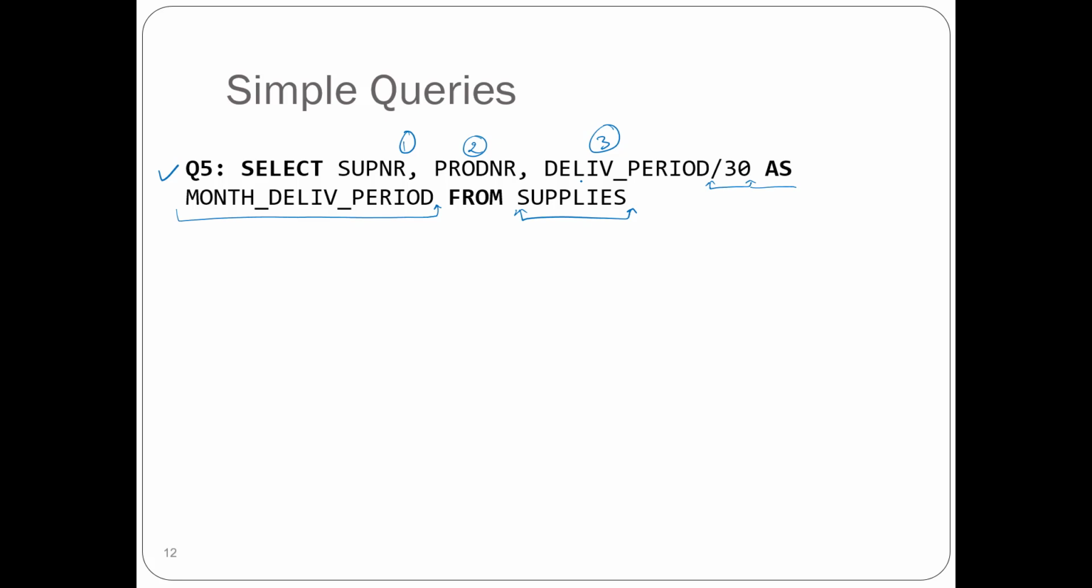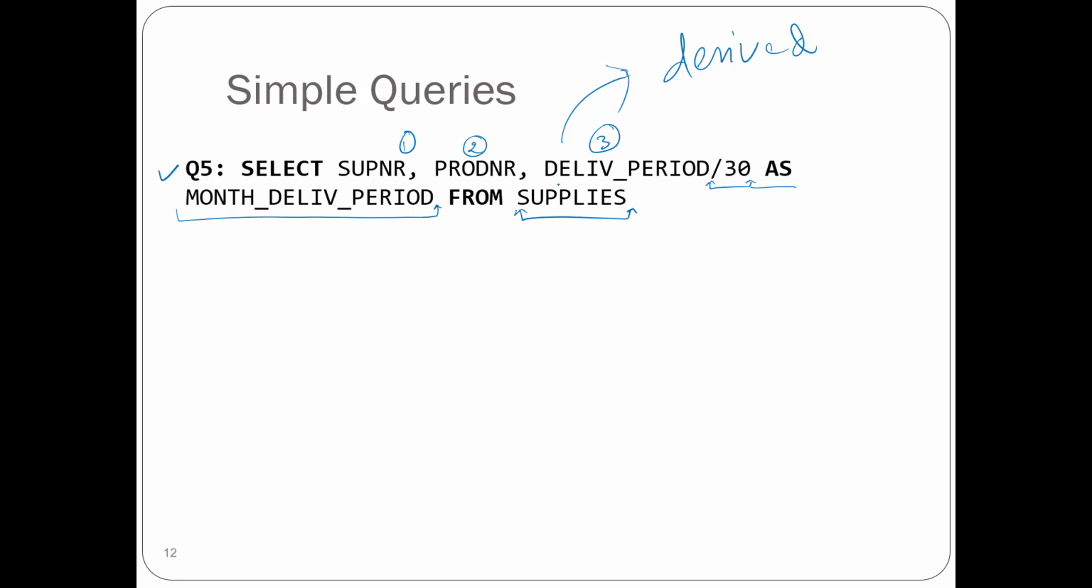We are not using the actual column delivery period. Rather, we want a value which is derived, a derived value from an existing column. So delivery period, deliv period, is a column in the supplies table, but we don't want the data as it is present there. The data probably has the unit in days, but we don't want to mention the delivery period in days. We want it to be mentioned in months.